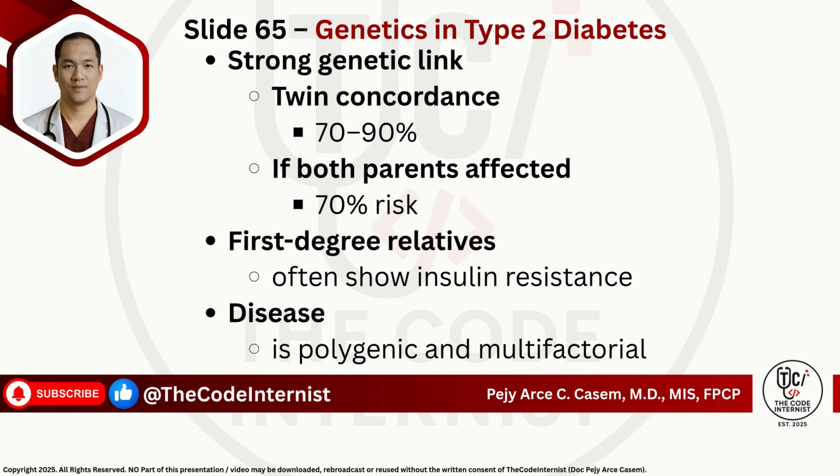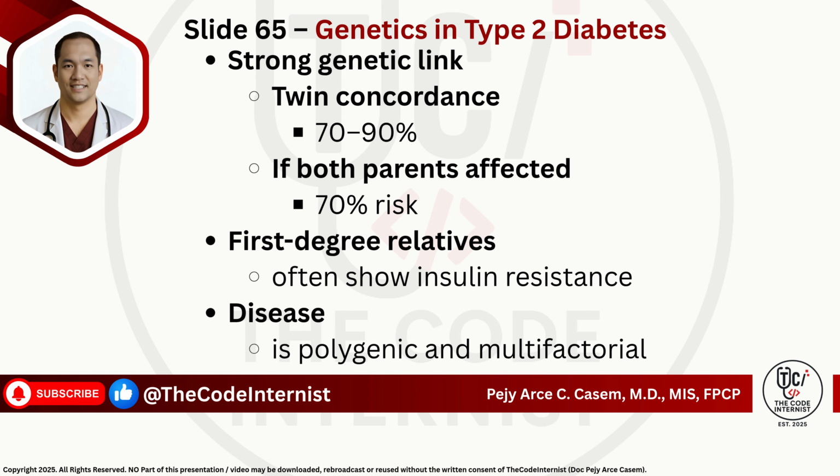Genetics play a powerful role in type 2 diabetes. When both parents have type 2 diabetes, there's a high chance the child will develop it too. Even those who are not diabetic but are first-degree relatives of patients often show early signs of insulin resistance, like reduced glucose use in muscles.